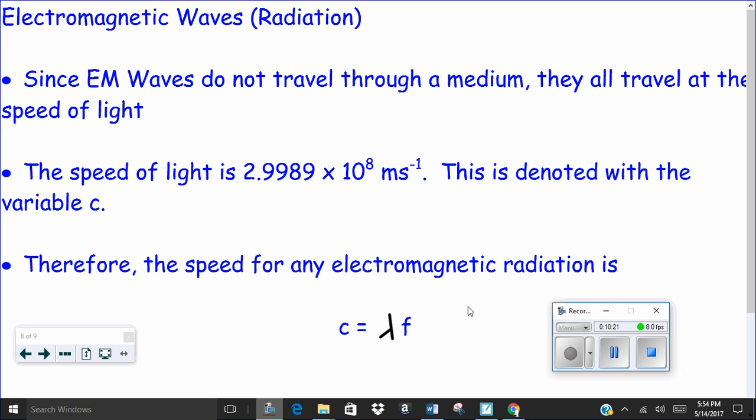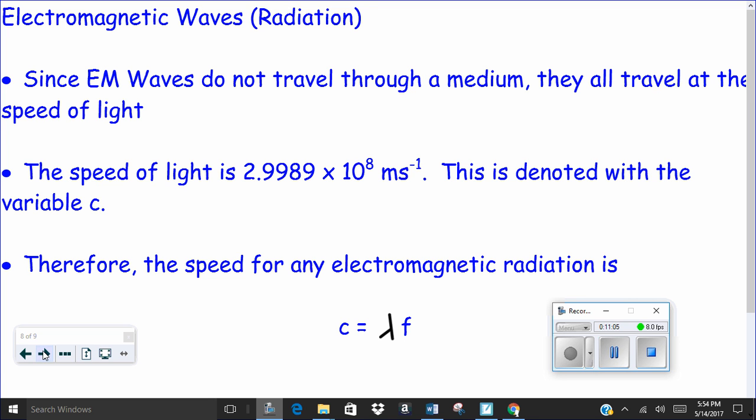2.9989 times 10 to the 8th meters per second. We round that up to 3 times 10 to the 8th meters per second. Absolutely fine to do. Most scientists do. And the speed of light is denoted with lowercase c for the variable for the speed of light. So in order to find either the wavelength of any type of electromagnetic radiation, or the frequency of any type of electromagnetic radiation, you can use the speed of light as the constant. So this equation right here, speed of light equals lambda times frequency, will allow you to find either the wavelength of EMR or the frequency of a different type of electromagnetic radiation.